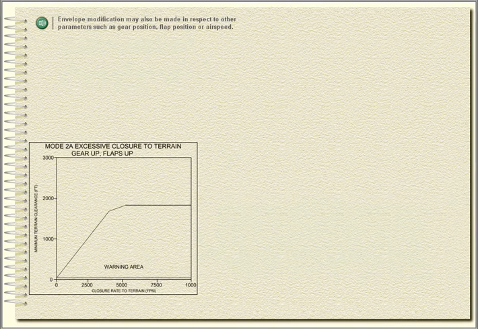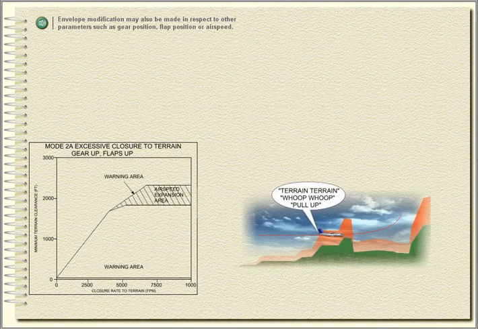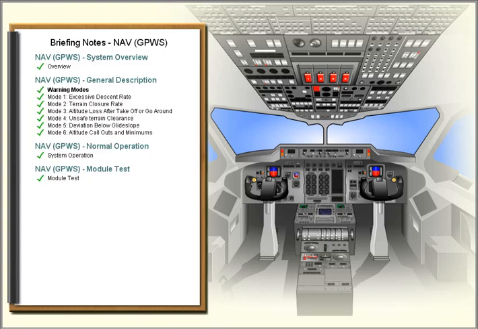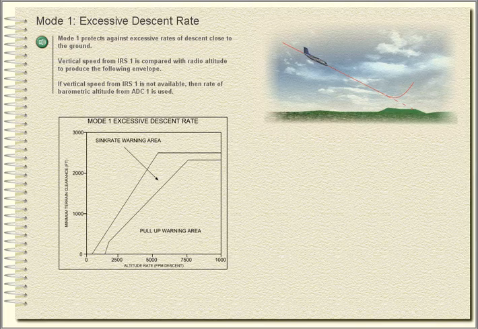Envelope modification may also be made in respect to other parameters such as gear position, flap position, or airspeed. Mode 1. Excessive descent rate. Mode 1 protects against excessive rates of descent close to the ground.